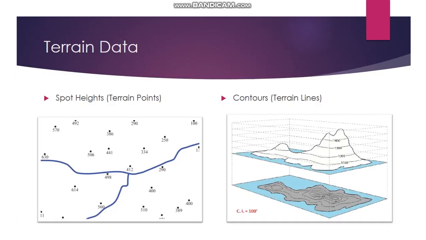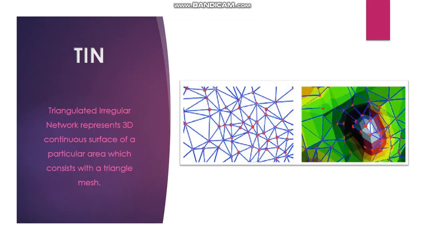Usually we have terrain data or elevation data with two different formats. One is terrain data can be represented as point feature class such as spot heights. The other one is terrain data can be represented as line feature class such as contours. We can use these kinds of elevation data to create tin, DEM or other raster surfaces. Let's see about preparing a tin model first.